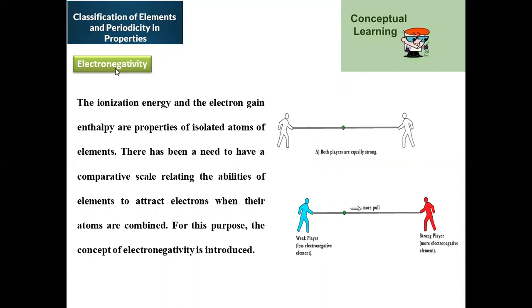But when any atom or molecule is formed in a bonding, how the variation in the properties is possible, that is called a comparative scale or comparative study. That is possible with electronegativity. Electronegativity is not an elemental property, rather it is a comparative property when different elements come into the picture.